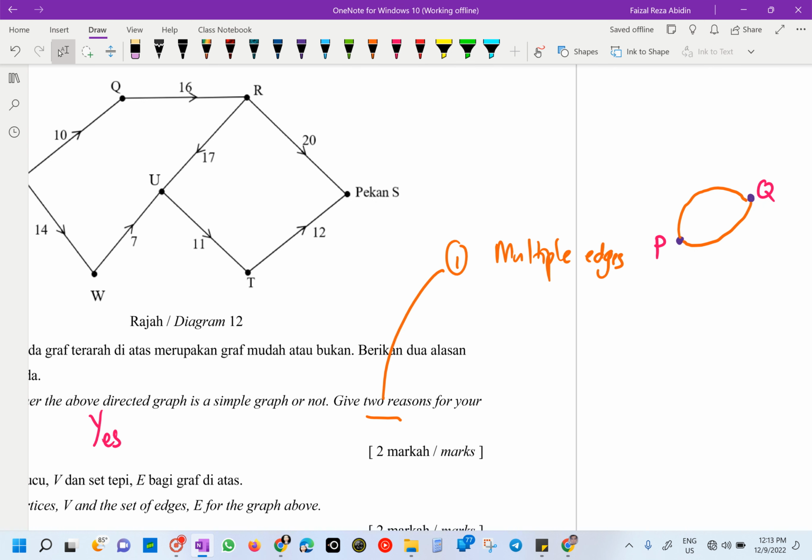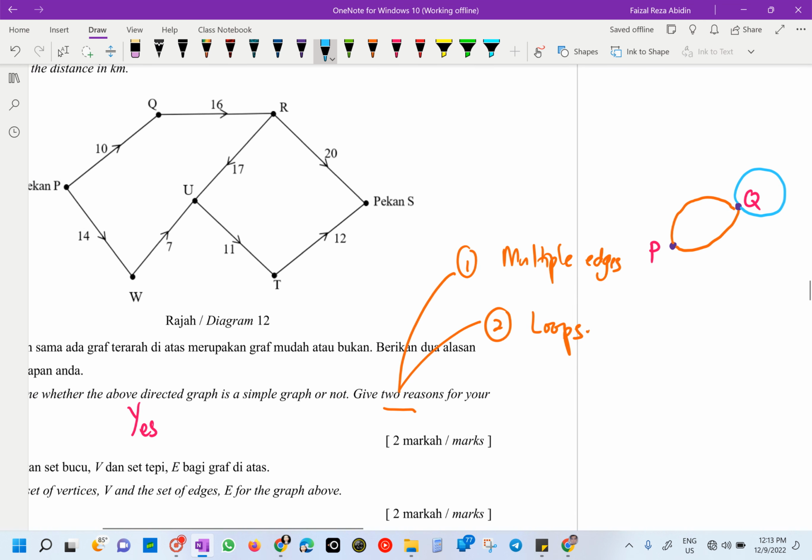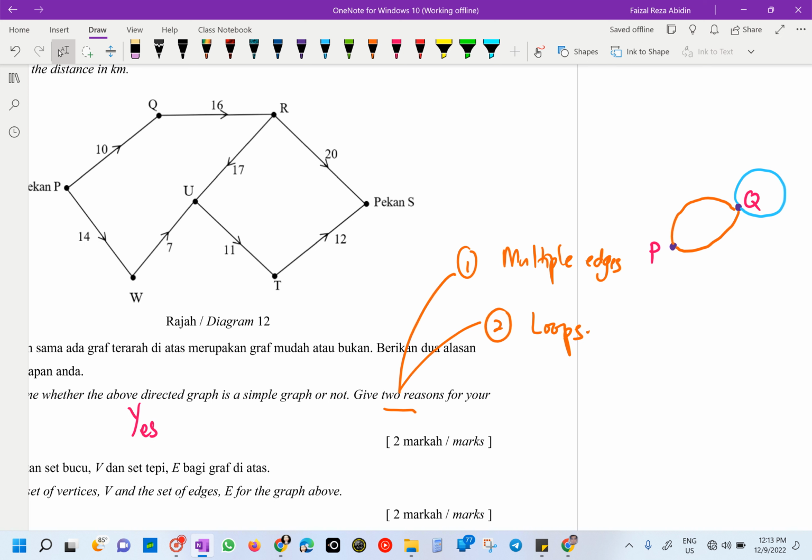Multiple edges. And one more, what is the second reason? Loops. Ingat lagi loops? Loops means that, okay, if I have over here multiple edges, loops means that I'm going to have over here like this. That's loops. So if you have either one of these, it is going to be what? Not a simple graph. Graph mudah ni dia mesti tak ada salah satu tu. Tak ada kedua-dua. Cannot. Okay?